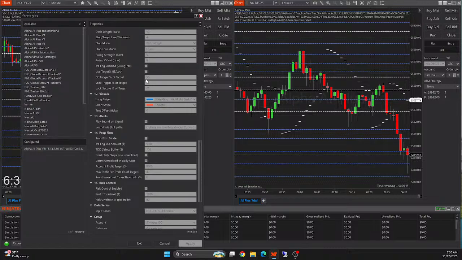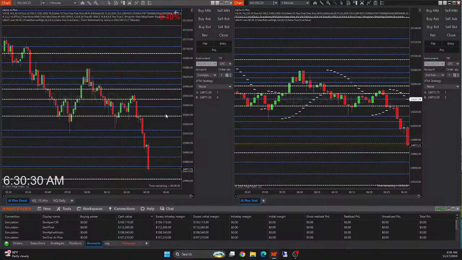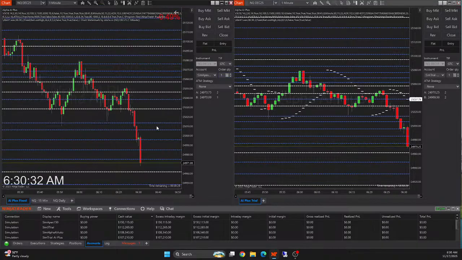So we use this option in the swing 5 and the pre-market templates, both of them, and the result is way higher than before. And also one more change we add.